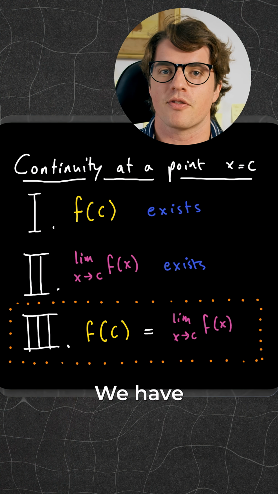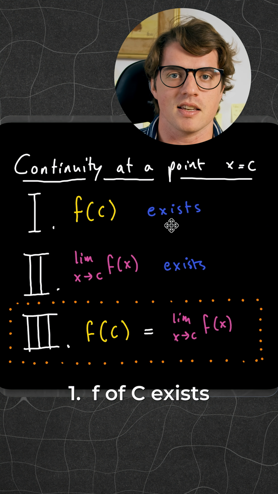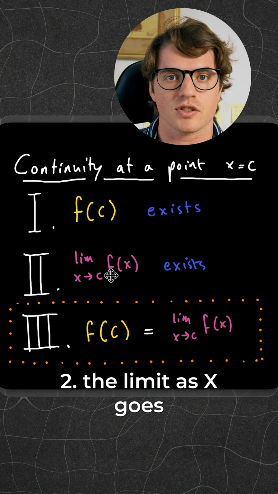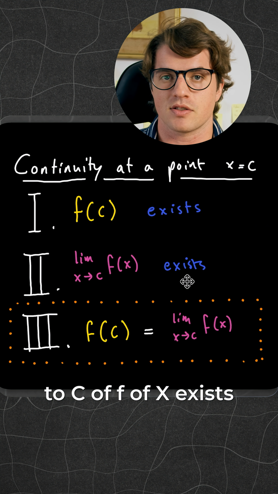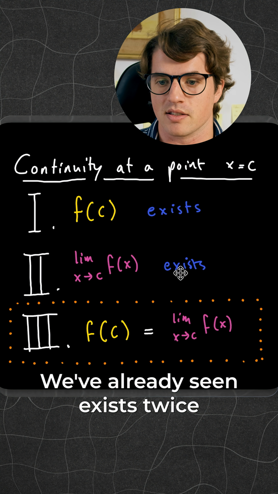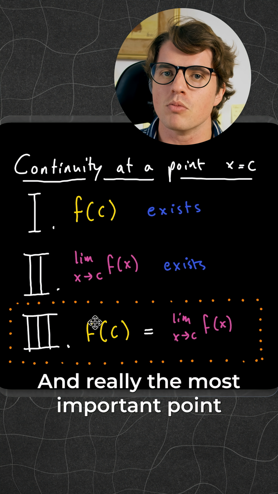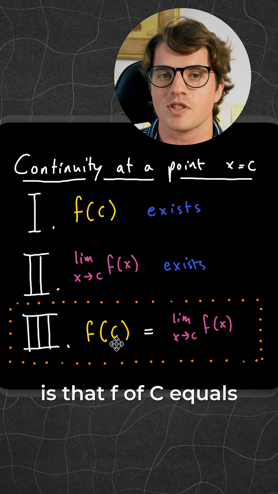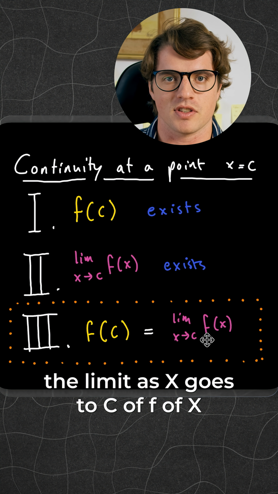What do I mean? We have 1, f of c exists. 2, the limit as x goes to c of f of x exists. We've already seen exists twice. And the last point, and really the most important point, is that f of c equals the limit as x goes to c of f of x.